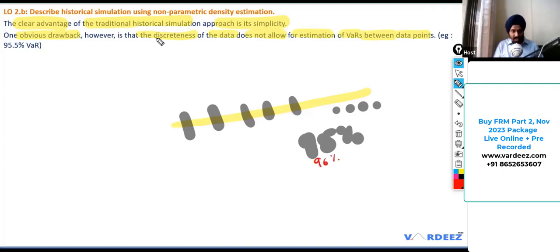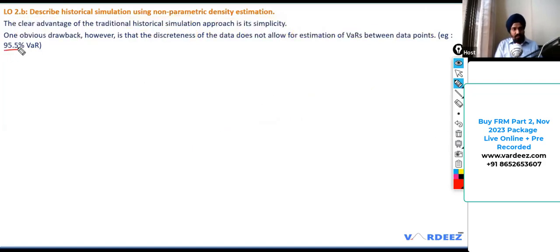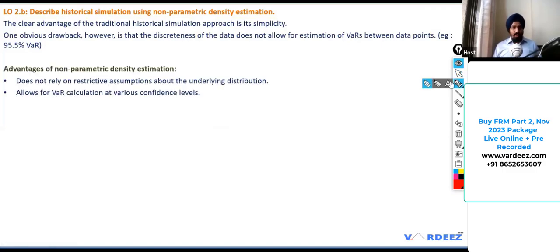So basically you can find it because every data point is discrete, right? But rather, what if you want to find the 95.5 percentile VAR? Now it goes into continuous form, okay? You want to find 95.5% VAR or maybe 95.6% VAR. So something in decimals we are talking about. How could you do that? Well, for that, you need to follow non-parametric density estimation. You need to find the density curve for that.